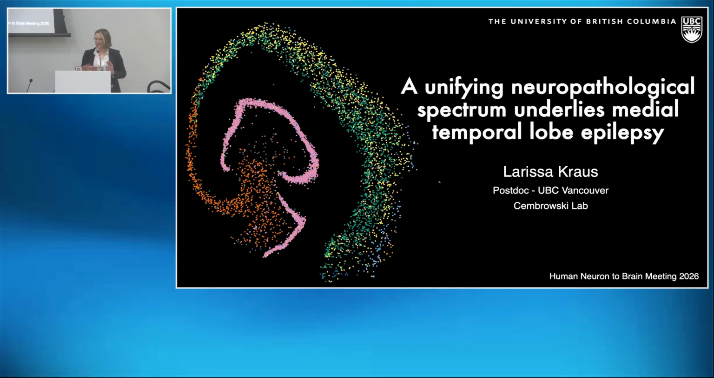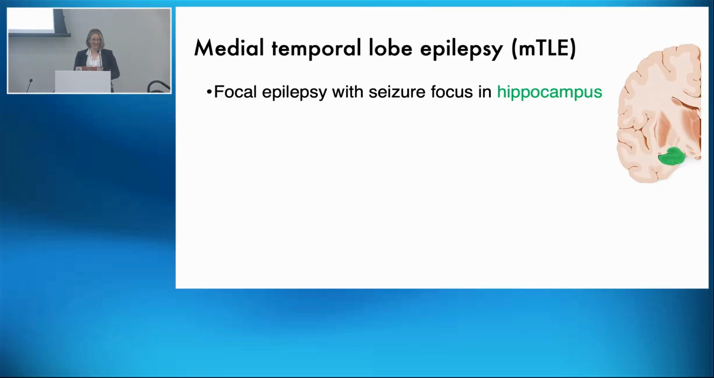So we're doing a little switch away from the functional, looking into transcriptomics, and hopefully at the end bringing it just shortly back to functional. I've looked at the neuropathological spectrum that underlies medial temporal lobe epilepsy, something that I think everyone here has looked at, the tissue that we're using.